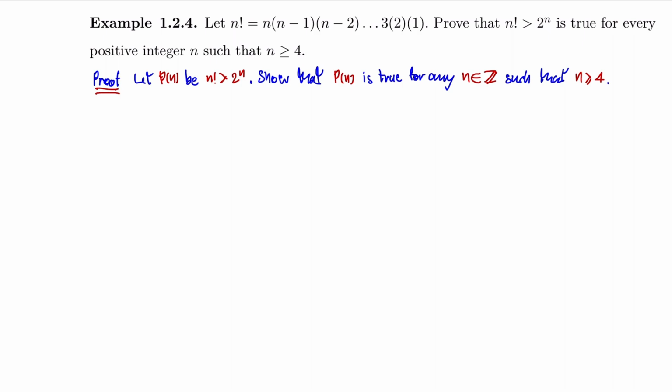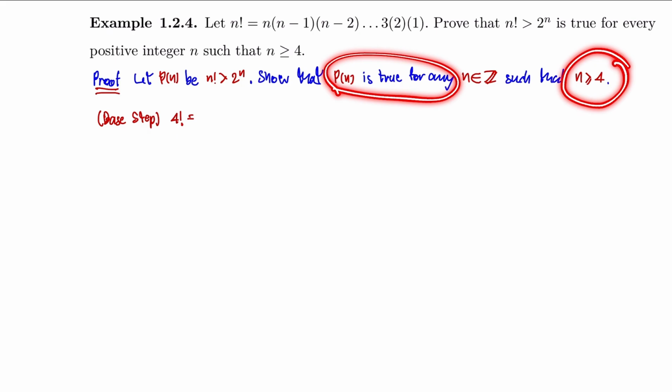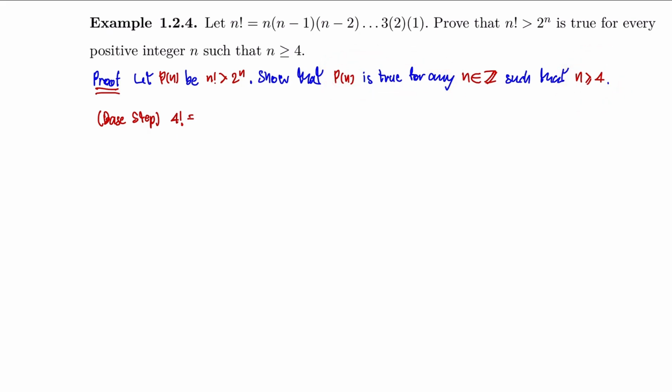Okay, we start with the base step. Let's write the base step. For the base step, we need to let n be 4. Let n be 4 because we want to show that P of n is true for any positive integer greater than or equal to 4. So we need to start with n equal to 4.